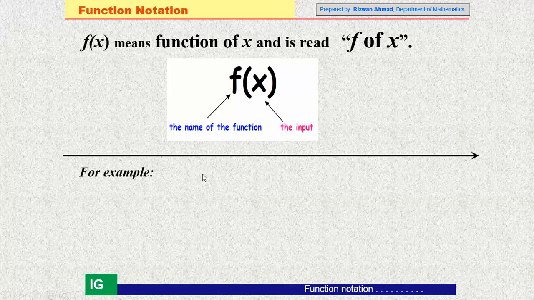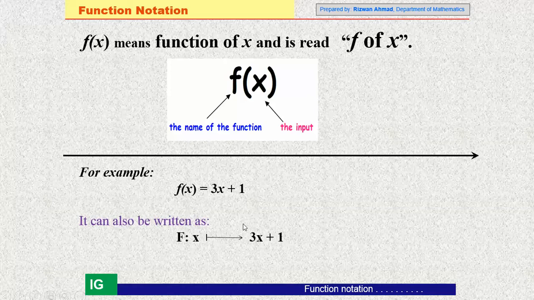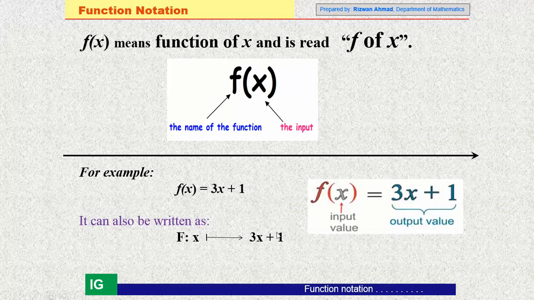Another way is f of x is equal to 3x plus 1. This is the example. It can also be written in another way, which is f: x tends to 3x plus 1. So both these notations are the same. When f(x) is equal to 3x plus 1, x is the input and the output will be 3x plus 1. For example, if x is 1, then 3 times 1 plus 1, which will be 4. So output will be 4.